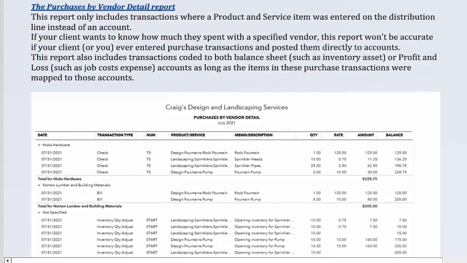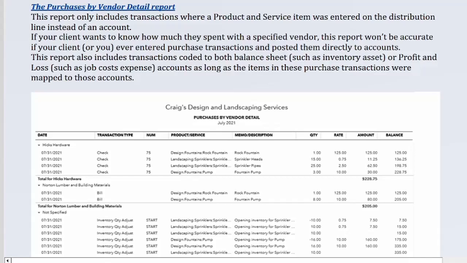The Purchases by Vendor Detail Report. This report only includes transactions where a product and service item was entered on the distribution line instead of an account. If your client wants to know how much they spent with a specified vendor, this report won't be accurate if your client, or you, ever entered purchase transactions and posted them directly to accounts.